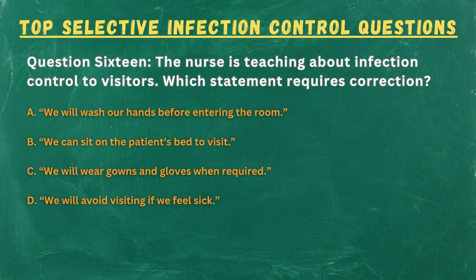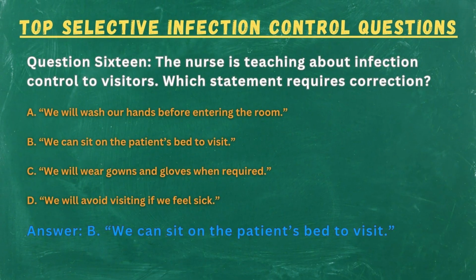Question 16. The nurse is teaching about infection control to visitors. Which statement requires correction? A. We will wash our hands before entering the room. B. We can sit on the patient's bed to visit. C. We will wear gowns and gloves when required. D. We will avoid visiting if we feel sick. Answer: B. We can sit on the patient's bed to visit.